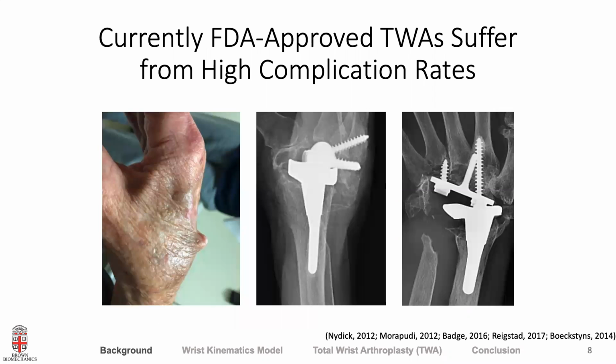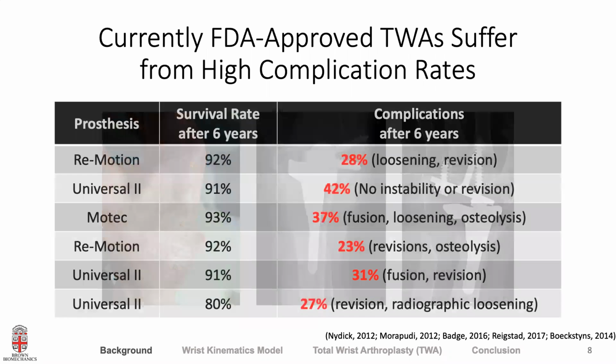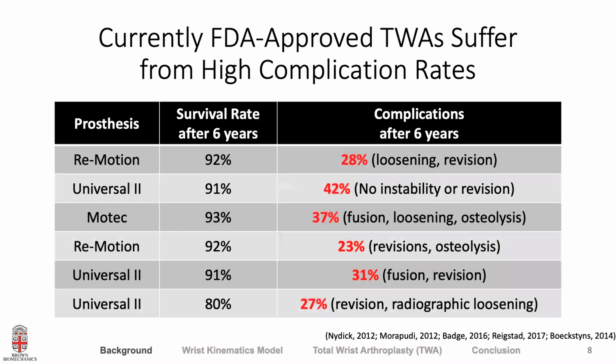Unfortunately, though, TWA designs suffer from a high complication rate of more than 25–30%, even just after 5 or 6 years. And complications such as loosening or osteolysis can lead to a later failure of the implant, which means if we reduce these complications, we can improve the survival outcomes and have happier patients.